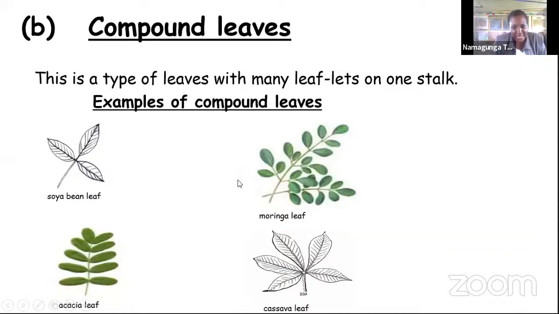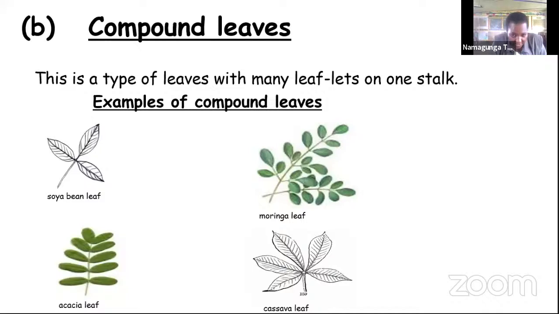Go to Mulinga. The same applies. They are small, we have some other small leaves. And when you look at them, they are completely divided up, which is not in the compound leaves. Yes, the acacia leaf and the cassava. When you look at the cassava, cassava is far different from the one for the pawpaw.